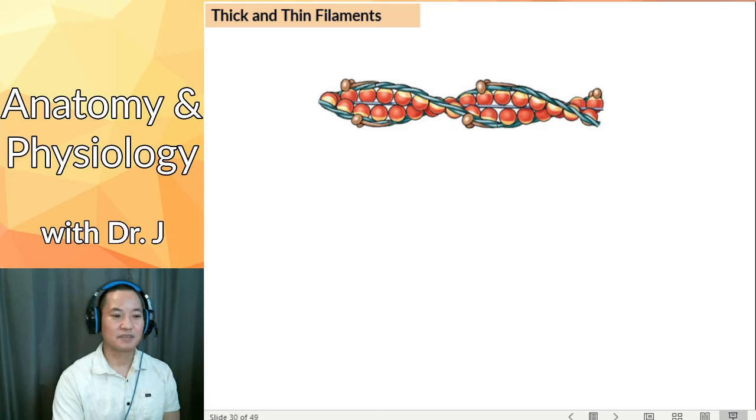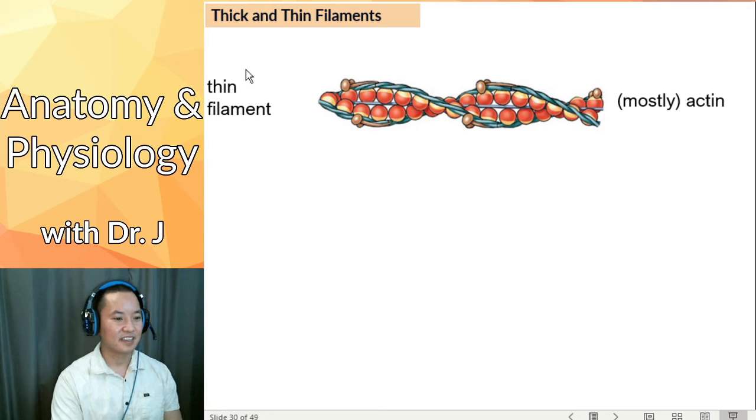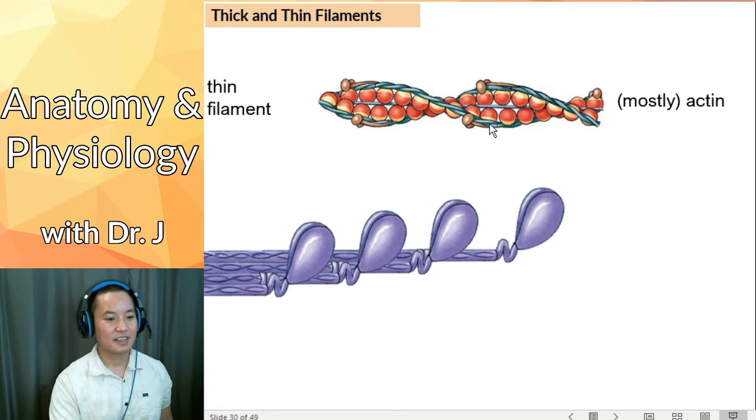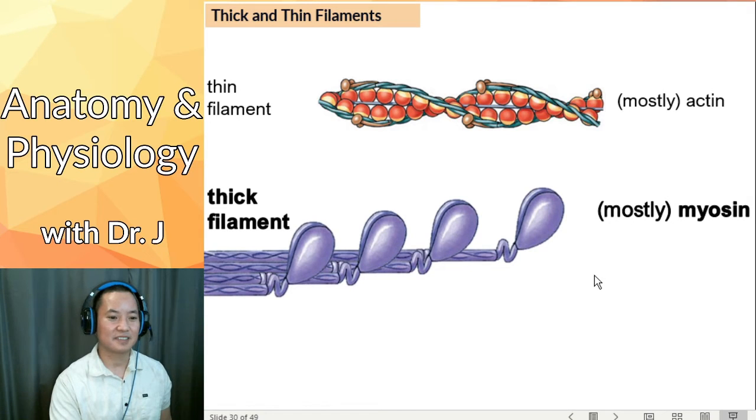So here's a thin filament, and thin filaments are mostly composed of a protein called actin. And in this picture, this red, yellowish, peachish color, this is actin. These are actin filaments. There are other parts of it, but we'll get to that real soon. Then you have thick filaments, and thick filaments, yeah, they're really thick, and they mostly contain a protein called myosin.